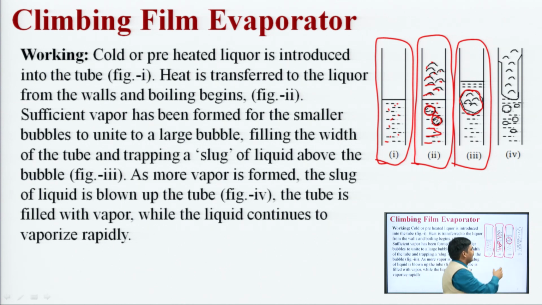Due to formation of this large size bubble, the whole area of the tube, the diameter of the tube, is covered. And what happens, this bubble traps some liquid on the top, or traps a slug of liquid above the bubble. बबल के ऊपर कुछ लिक्विड की क्वांटिटी जो है वो ट्रैप हो गई.